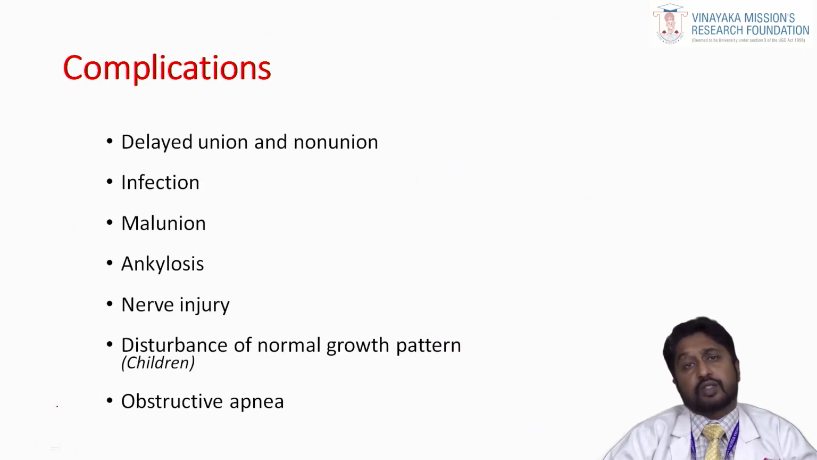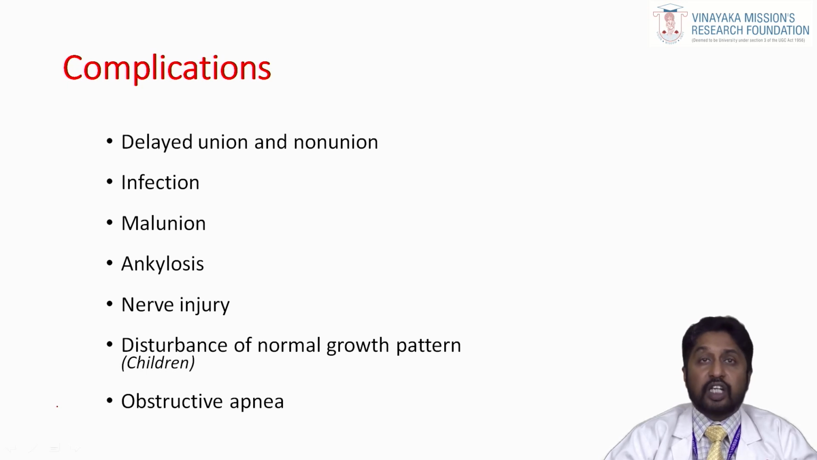Then for complications, what are the types of complications that you will come across? You have delayed union and non-union. You will come across infections, when it's not treated properly or any foreign body is there, you will have a lot of infection over that particular area. Then malunion, if it is not reduced properly, there will be a malunion. There will be ankylosis. Again, if this fracture is not treated properly, it will lead to ankylosis.